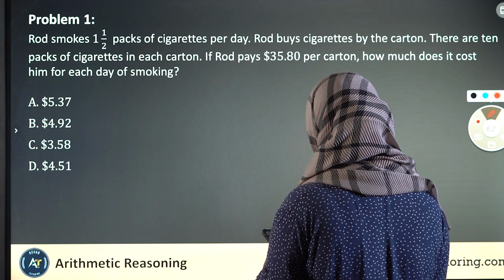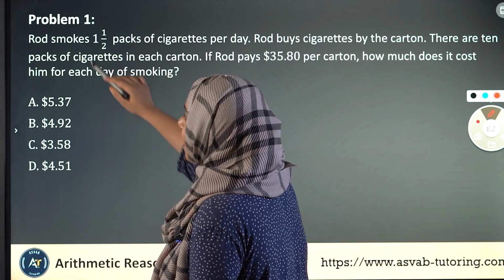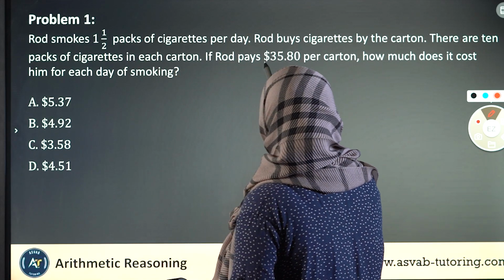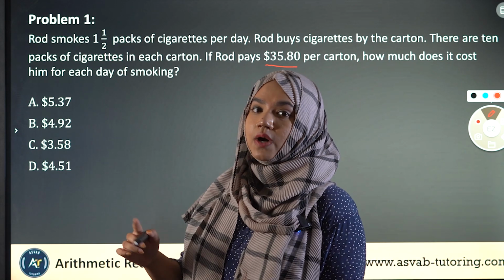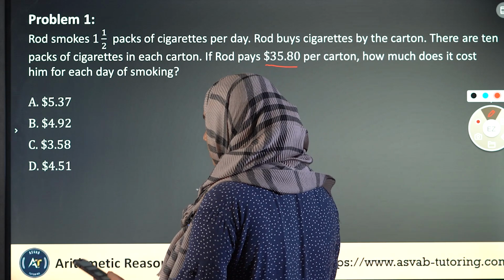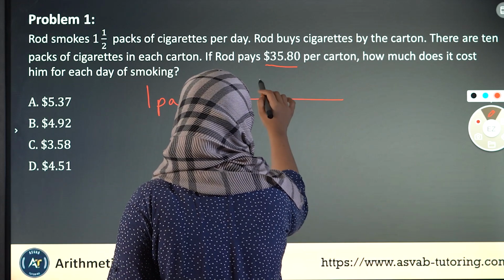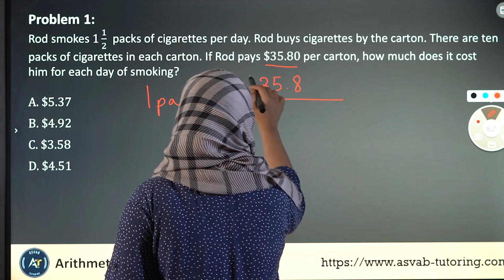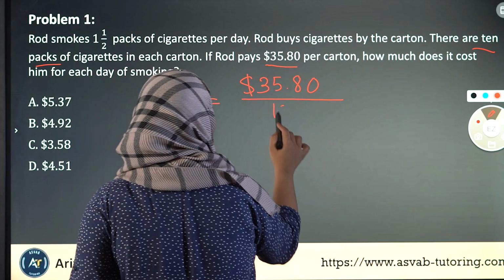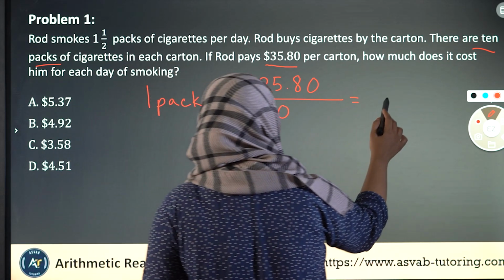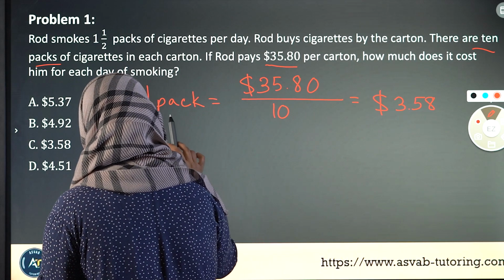So as you can see here in the very first question, Rod smokes 1.5 packs. And the question says that he pays $35.8 per carton, which means that first of all, we need to know how much 1 pack of cigarettes costs, right? So for 1 pack of cigarettes, because the entire carton costs $35.8 and in each carton there are 10 packs, if I divide it as so, the answer is going to be 3.58, right? And that's going to be the cost of 1 pack of cigarettes.